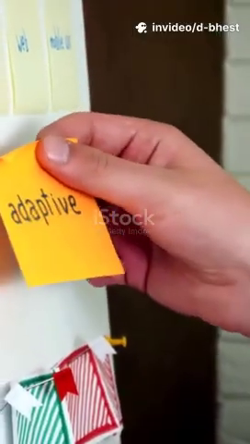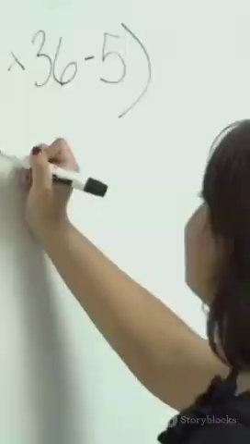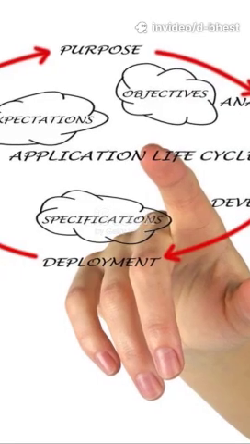The very first phase of the SDLC is planning. This is the strategic foundation upon which everything else is built. Before you write a single line of code, you must define the project's purpose and scope. What problem are you trying to solve? Who is this software for? What resources are available? Time, budget, team members.